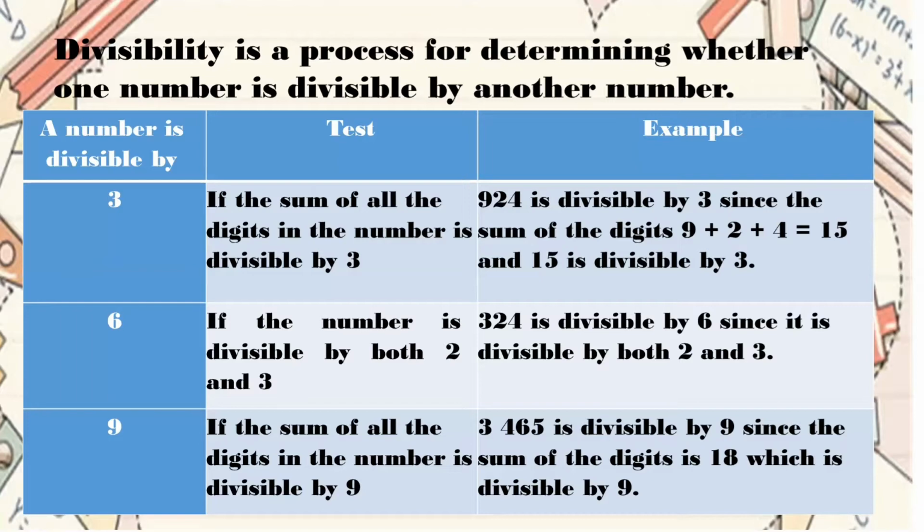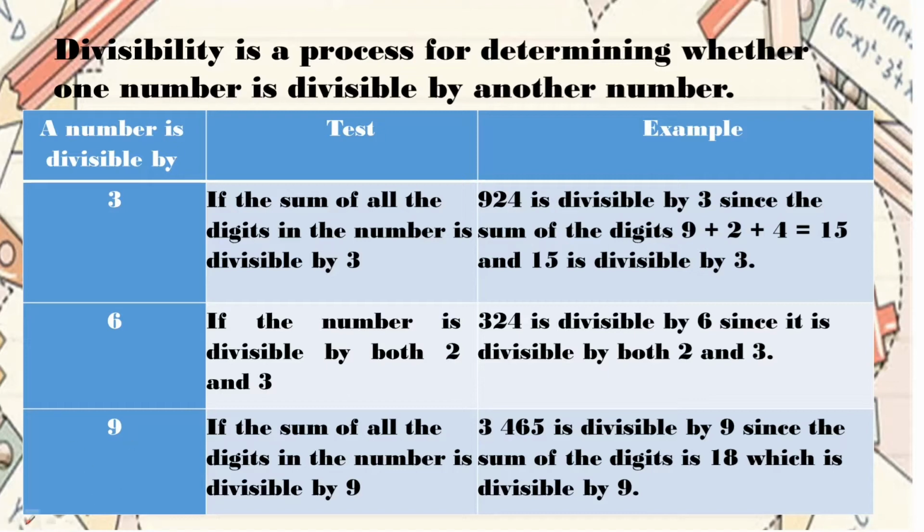So we have here a test: if the sum of all the digits in this number is divisible by 3. So, ang gagawin lang natin dun sa digit is ipag-a-add natin. Then, after natin ipag-add, it must be divisible by 3. And if the sum is not divisible by 3, then the number is not divisible by 3. So, let's have an example.